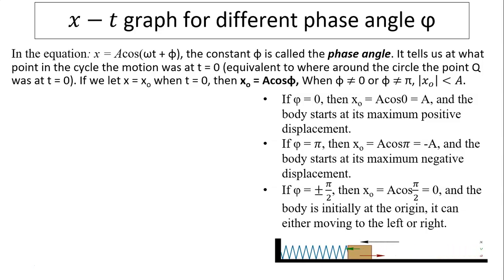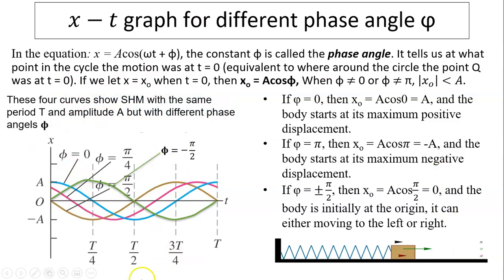If we let x equal x0 when t equals 0, then x0 or x naught equals a cosine phi. We know when phi is not 0 or phi is not equal to pi, that x0 has to be less than a. So special cases, when phi equals 0, we talked about it. This is where you start. In this case, x naught equals a, you start from your biggest displacement. If phi equals pi, you're starting at the left at your biggest displacement. If phi equals positive or negative pi over 2, it's exactly in the middle. X naught equals 0, but it can be moving to the left or right. If phi equals positive pi over 2, it's going to the left. If phi equals negative pi over 2, it's going to the right.